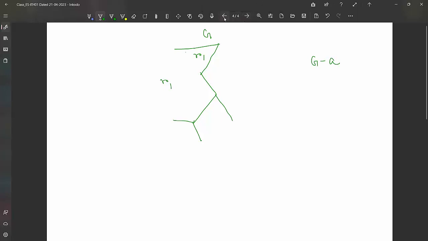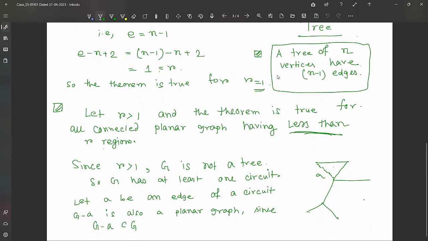Actually, we have already taken that our theorem is true for r minus 1 number of edges. We have taken that let r be greater than 1 and the theorem is true for all connected planar graphs having less than r regions. That means we have taken that our theorem is true for 1, 2, 3 and up to what? R minus 1 regions. Now we show that it is also true for r. That means if we can reduce the region by 1, then we can use the previous formula for the induction.